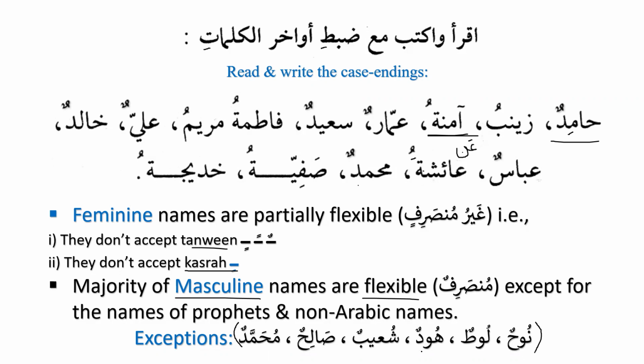Hudun, Hudan, Hudin. Shu'aybun, Shu'ayban, Shu'aybin. Salihun, Salihan, Salihin. Muhammadun, Muhammadan, Muhammadin. These are exceptions. So please remember that these 6 names of the prophets, alayhimus salam ajma'in, are flexible. The rest of the names of the prophets are partially flexible. However, most of the masculine names are flexible. And I told you in the previous slide that when they have ta marbuta and when they end with alif noon, then they are partially flexible.